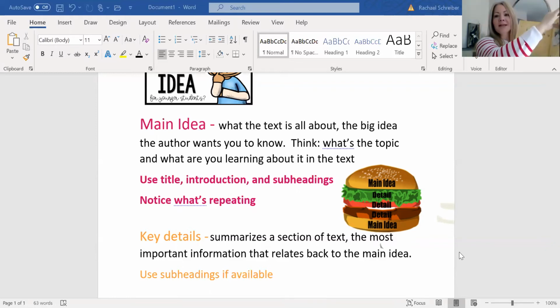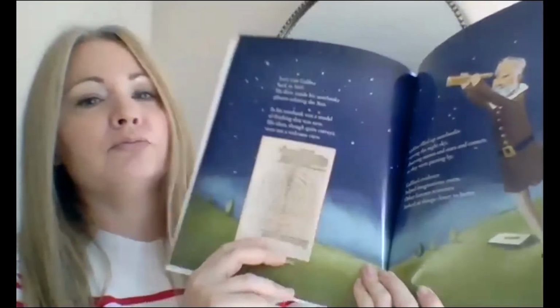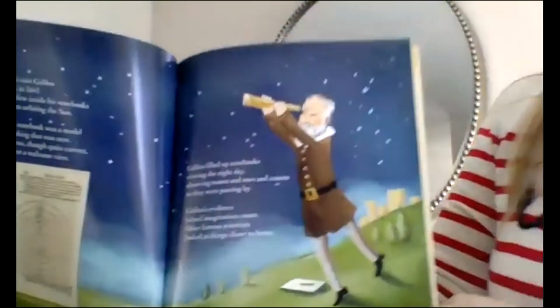So let's read our first section and let's see if we can figure out what a key detail for this section would be. I'm going to stand up again so you can see the pictures better.